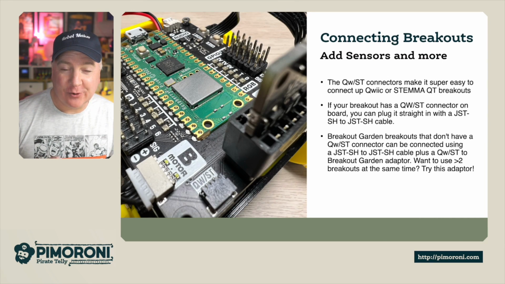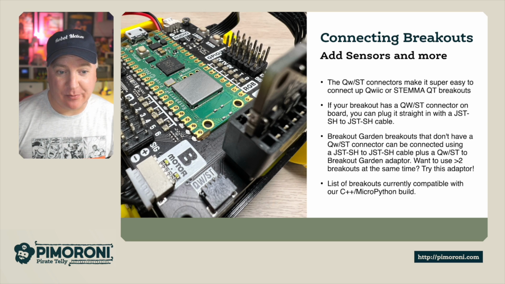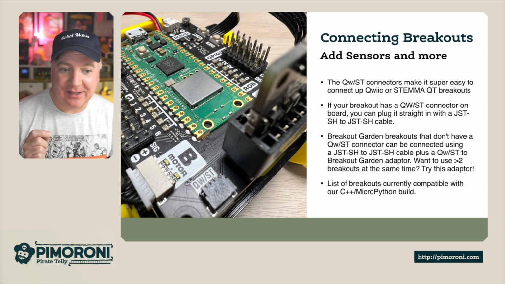Connecting breakouts couldn't be easier. This comes with the Qw/ST connector, the Qwiic or STEMMA QT breakouts. They both use the same connector. If your breakout has a Qw/ST connector on it, you can simply connect it in with a JST-SH to JST-SH cable. And if you haven't got the JST-SH cable, you can get the Breakout Garden to JST-SH cable converter as well. We sell those in the store.